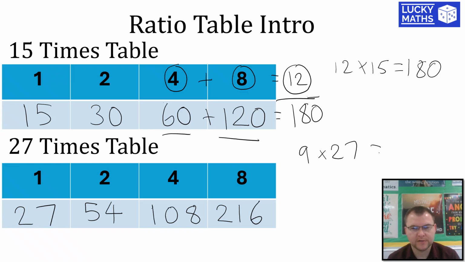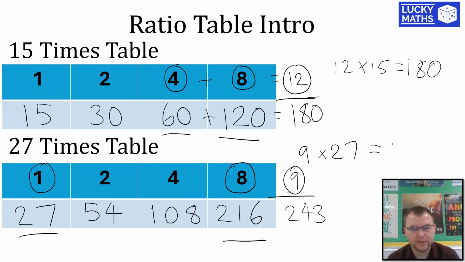lots of 27 is. And so I can use the 8 lots and the one lot of 27, combine those two numbers, basically add them together: 216 plus 27 would be 243. So that tells me 9 times 27 is therefore 243. And that is how you can use the ratio table to do basic times tables, but also go a little bit more advanced.